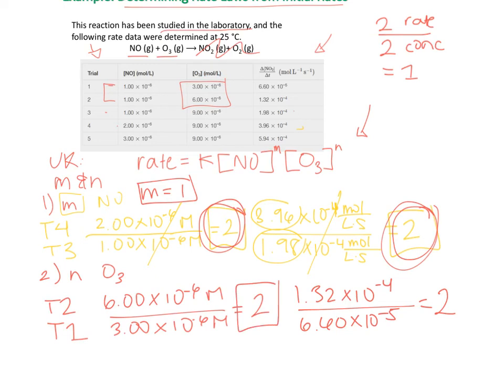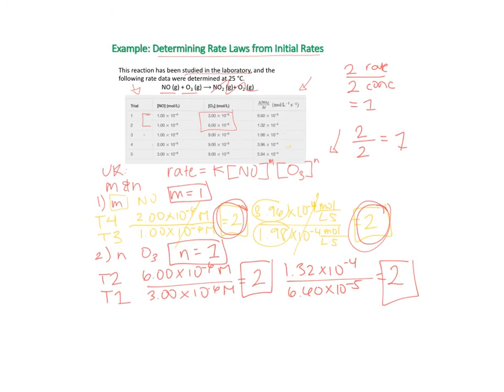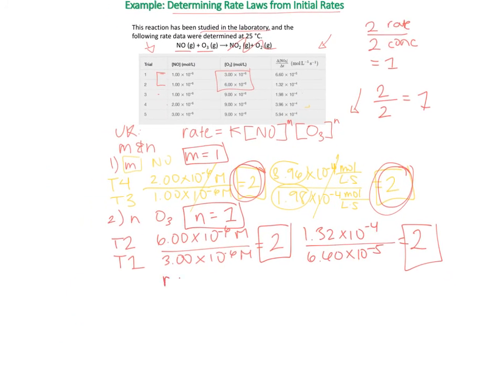So again, we have the same situation where you divide both, right? The rates divided by the concentration, you end up getting 1. So here our N also equals 1. So we found the orders for both NO and also O3. So far this is what we know. We know that the rate law is equal to K times NO, and we don't have to write a power to it because it's just 1, and then O3. So this is the answer for the rate law.